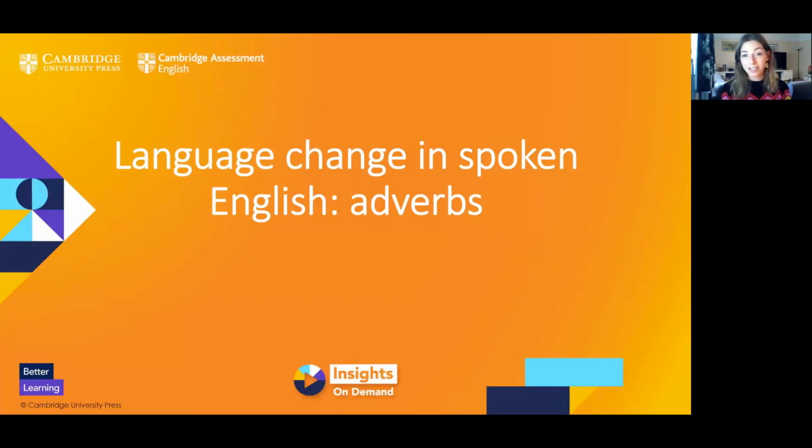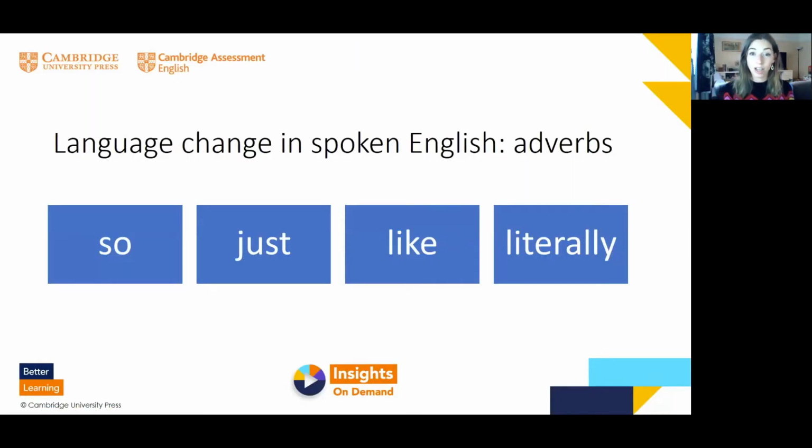Now, there are many insights that have come up in our research into language change, but let's have a look specifically at these four adverbs and the way they've changed over the last 20 years in spoken conversational British English. In terms of language change, these four adverbs have something in common. We use them all much more frequently now than we did 20 years ago.